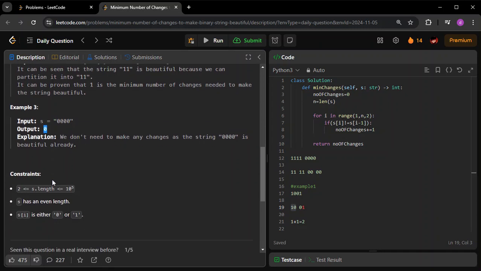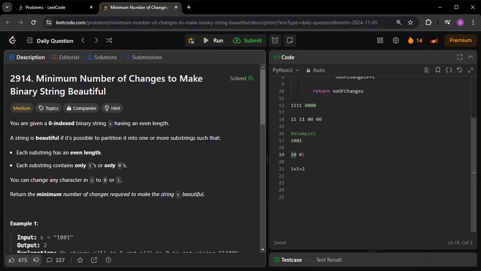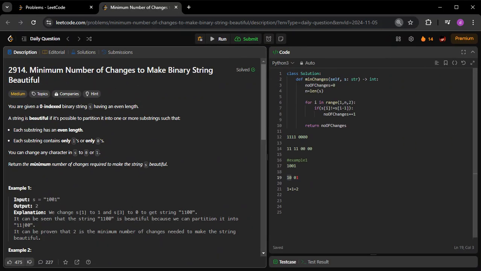You see the constraints: the length of the string will be in the range 2 to 10 power 5, and s will always be even length, and it is a binary string, so this property is always there. Now how to solve this question? As I mentioned, the question looks difficult, but actually it is very, very simple. First, you have to break it down into substrings of length 2.